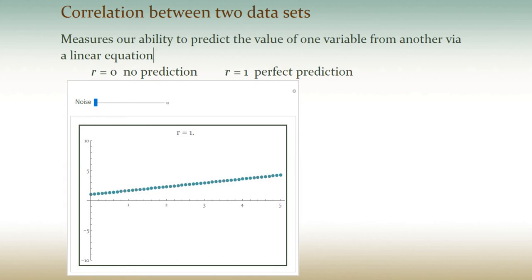Just a note on the correlation coefficient, R is a number that's between 0 and 1, 0 no prediction and 1 perfect prediction, but it can also be negative, and the negative numbers have the same meaning in absolute value. -1 means the same thing as 1, perfect prediction. The negative sign on the correlation coefficient just tells me whether one value increases or decreases as the other changes.